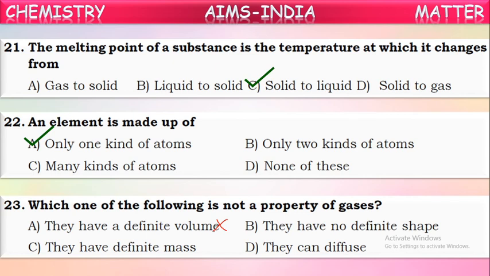What about the remaining? They have no definite shape. That is true. They have definite mass. That is also true. They can diffuse. It is also true. The only incorrect statement is the first one. They have definite volume. No, gases do not have definite volume. The volume of the gases is to be considered as the volume of the container in which they are stored. Okay.